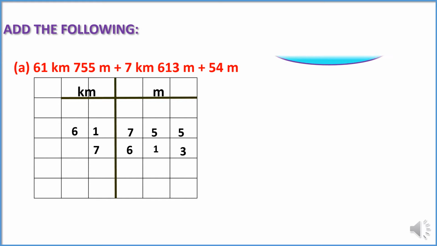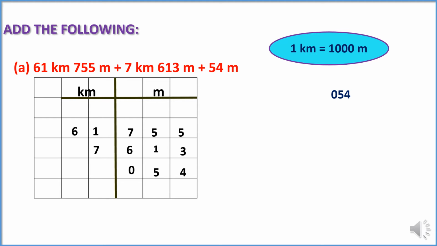Children, as you know, 1 kilometer is equal to 1000 meters. So the meters column should always be a 3-digit number. As it is a 2-digit number, that is 54, what we will do? We will put a 0 over there next to the number 54. So here it is 054. Okay. Now we will add it.